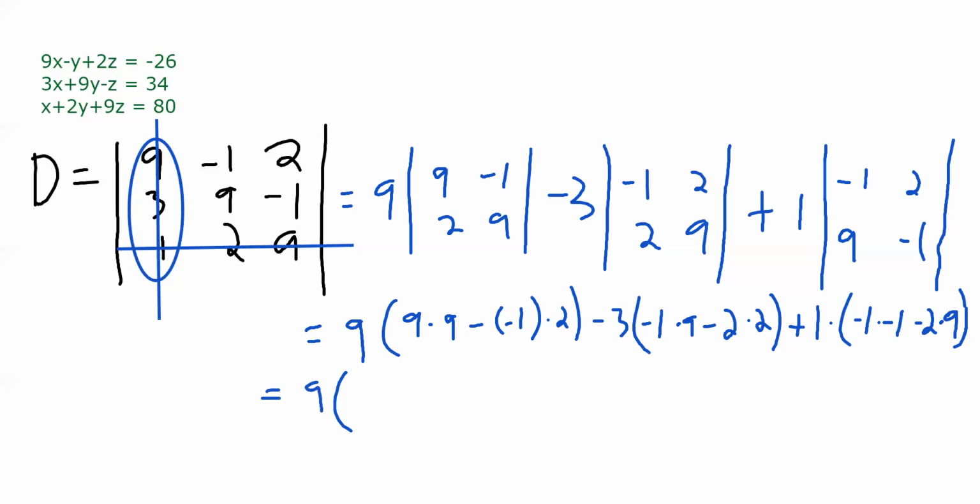That's going to be 9 times 81 plus 2. If you think about it, minus 3 times, well, -9 minus 4, plus 1 times, since it's just 1, we don't need it, +1 minus 18.